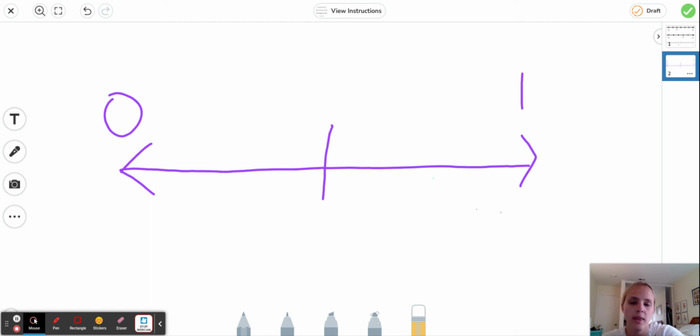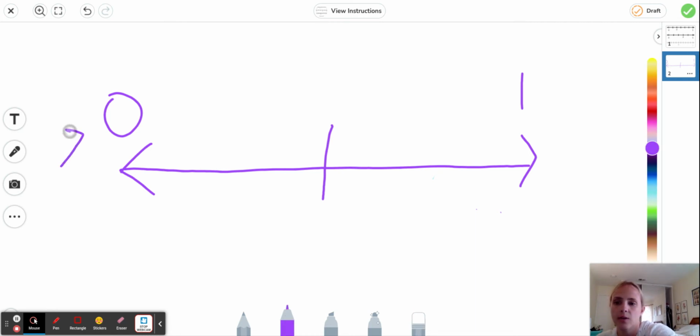This is one line. What do you think we'll label it? We have a 0 here. What comes after 0? 1. If you're thinking 1, you're correct. That's 1 out of, how many sections are there? 2. That number in between 0 and 1 is 1/2.